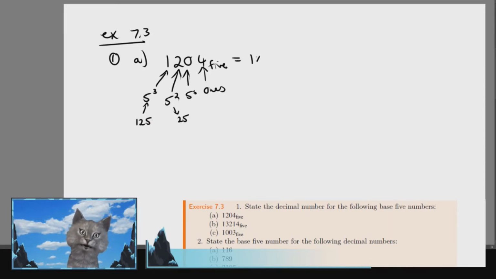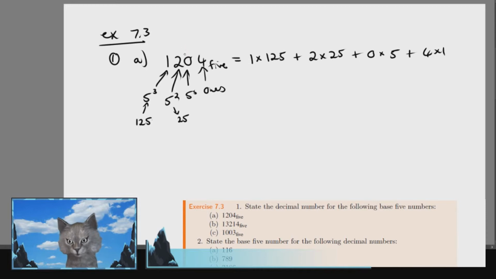So this then says, I have one group of 125, another 2 groups of 25, I have no groups of 5, and I have 4 ones. But it is important to have that 0 there, otherwise I wouldn't know which digit counts which one. So it's important to not miss those zeros. Every place has a specific thing that it's representing.